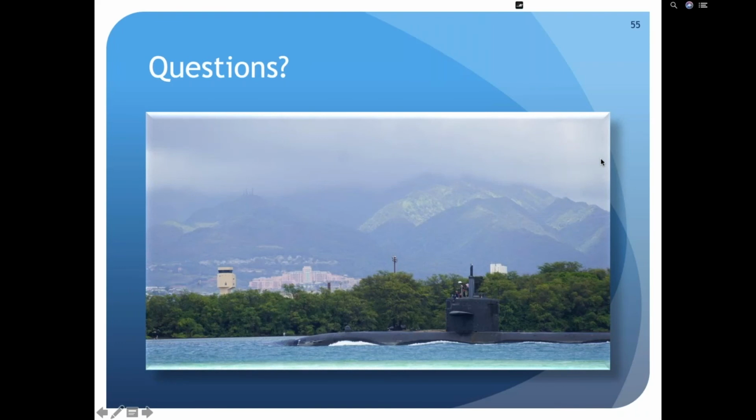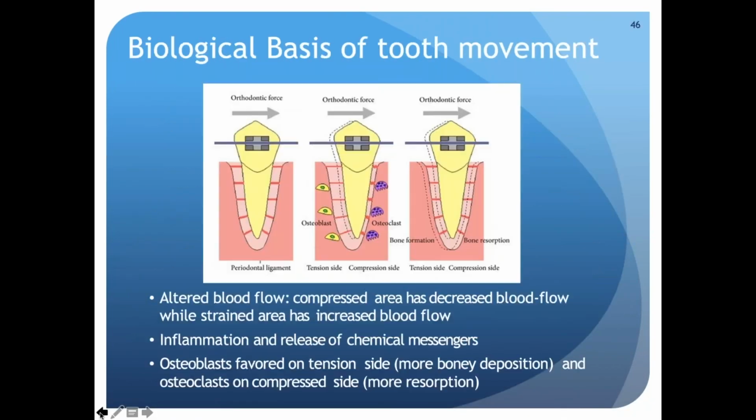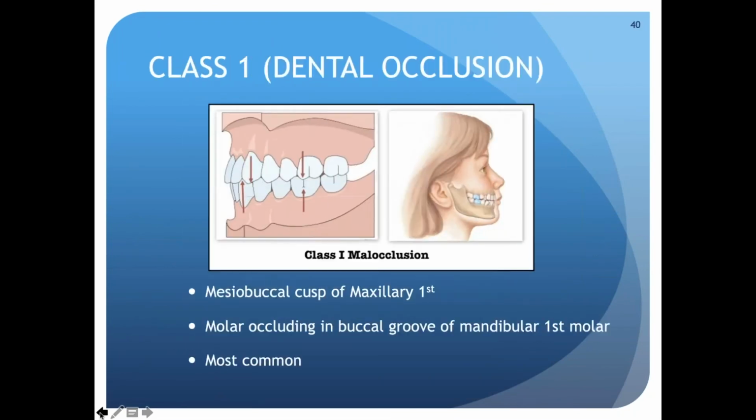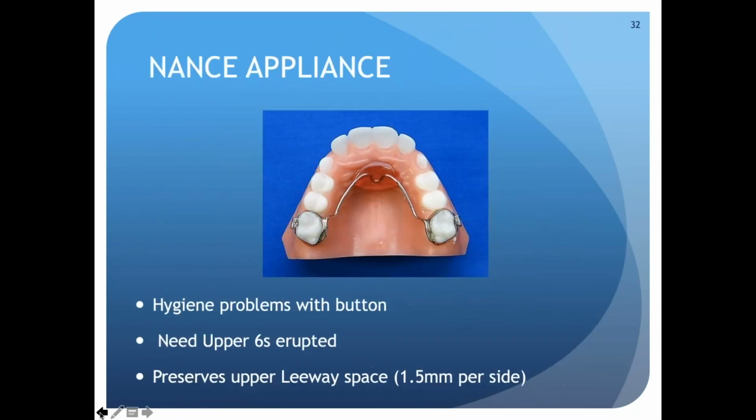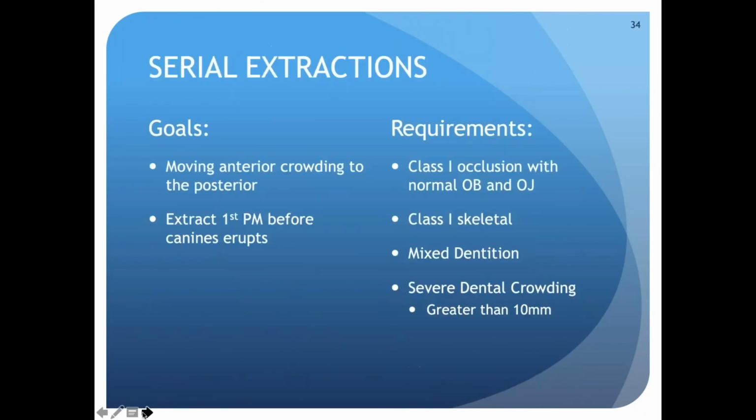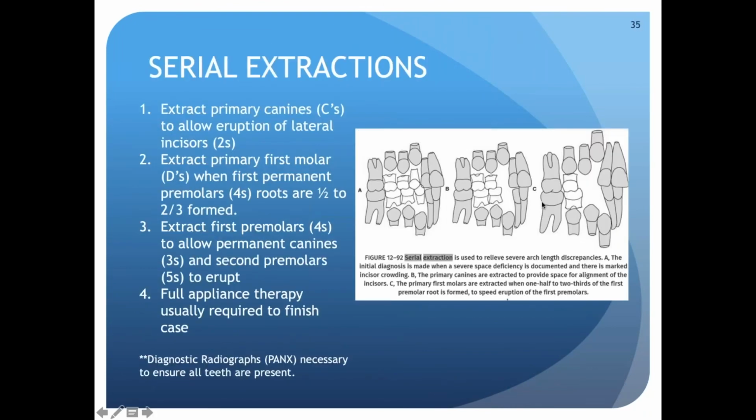Serial extractions are with mandibular? Extract primary canines? I'll bring that slide up because I know we're short on time, so I had to go through that quickly. Can you read me the question one more time, please? Serial extractions are with mandibular? Extract primary canines? Okay, so primary. Let me see if I wasn't clear on the slide here. Let me just read over this really quickly.